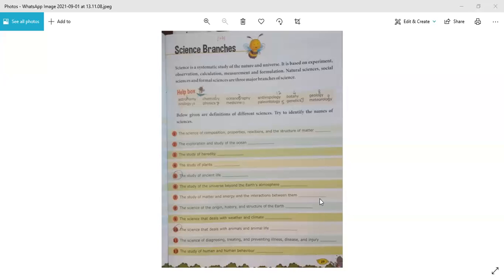As I have told you, your science is divided into three parts: chemistry, physics, and biology. Okay. So in biology, we study about animals and human beings. Okay. In chemistry, we study about composition, properties, reaction, and the structure of matter. And in physics, we study about matter and energy and the interaction between them. All these studies are known as physics. Okay. Next, when anybody wants to study about the structure of Earth, its origin, its history, that study has a different name. What is the name of that? Its name is geology. Clear?